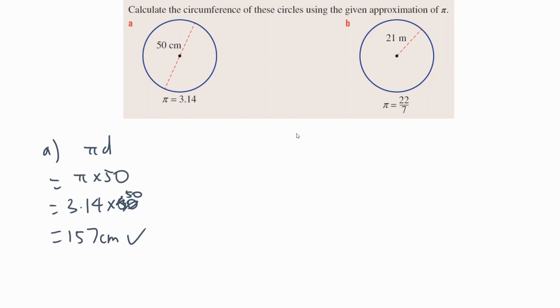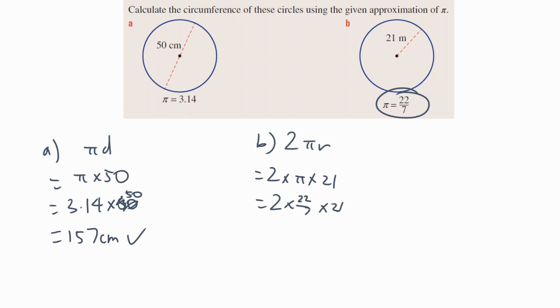And now moving on to question B. We've got the radius this time, so it'll be 2 pi r. That will give me 2 times pi times 21. I'm using 22 over 7 as pi, so I'm going to do 2 times 22 over 7 here, times 21. And let's put these values into the calculator again. And that should give you a value of 132, and make sure you include the units, meters there. Give yourself a tick if you got this one correct as well.